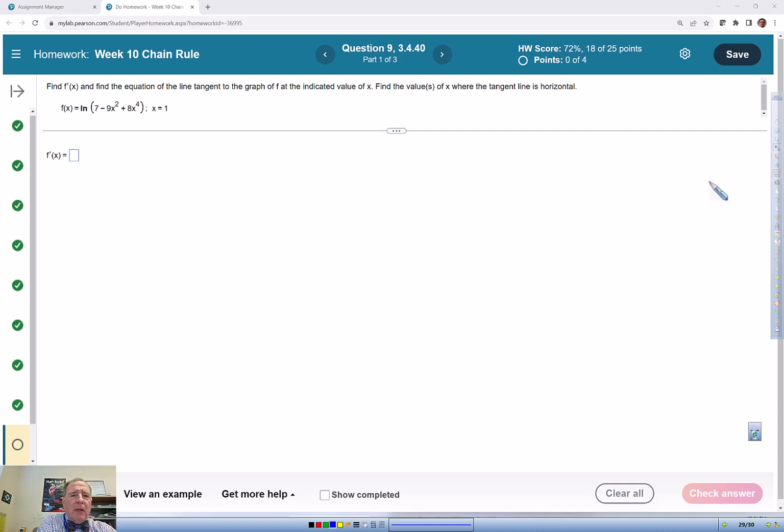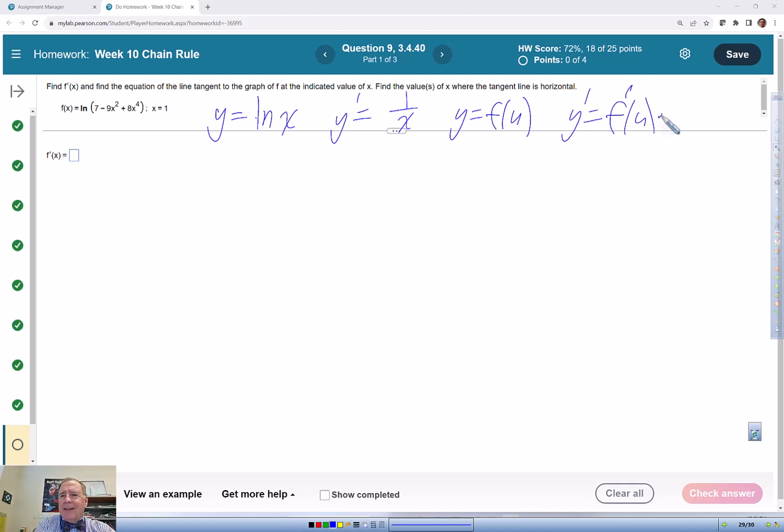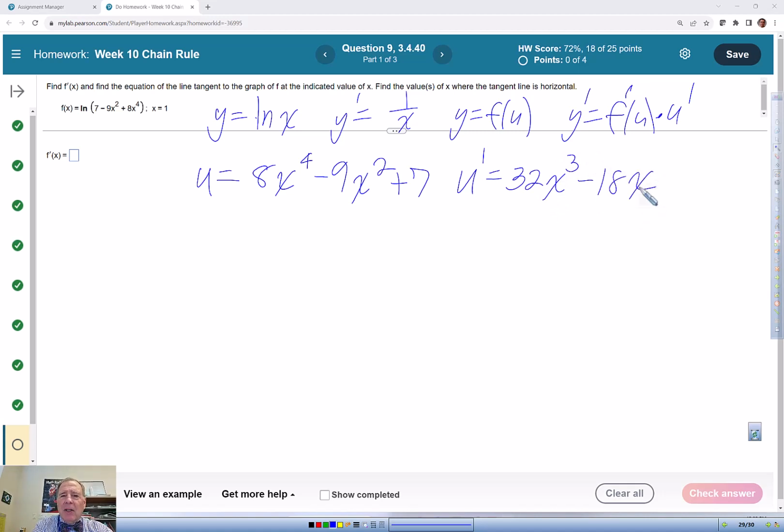So our general natural log rule is if y equals the natural log of x, y prime equals 1 over x, and the chain rule is if y equals f of u, y prime equals f prime of u times u prime. Our inside function here, I'm going to rewrite it as 8x to the 4th minus 9x squared plus 7. So u prime is 32x to the 3rd minus 18x. Constant becomes a 0 when we take the derivative.